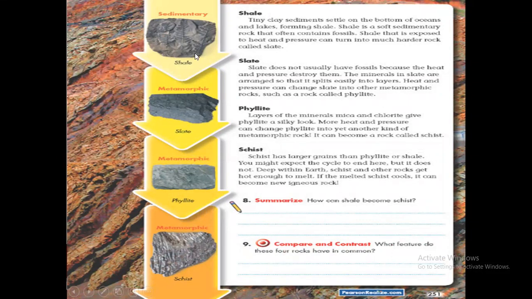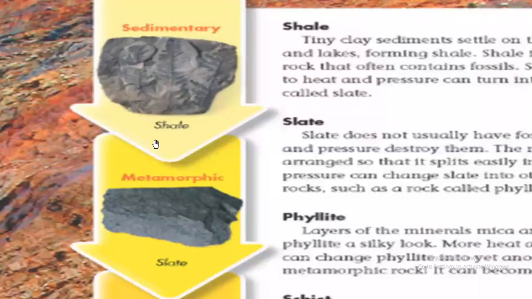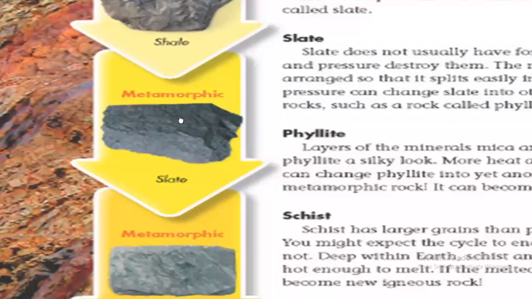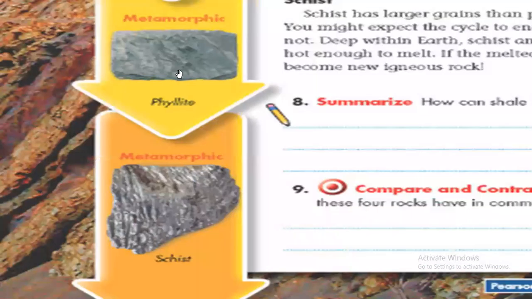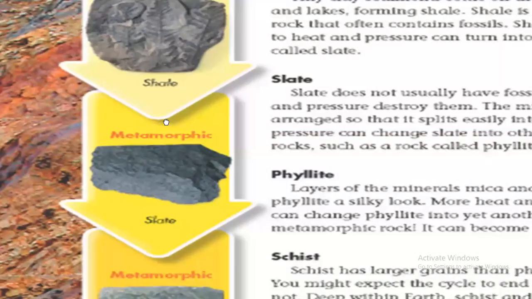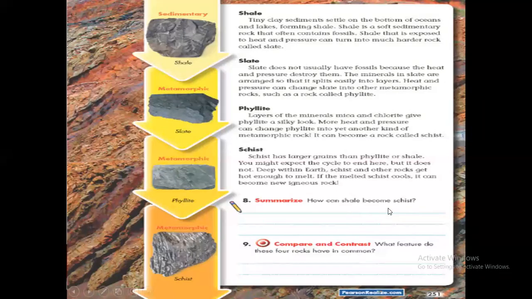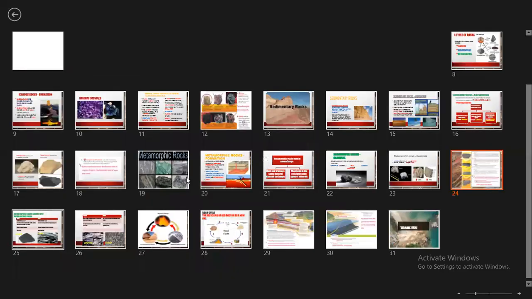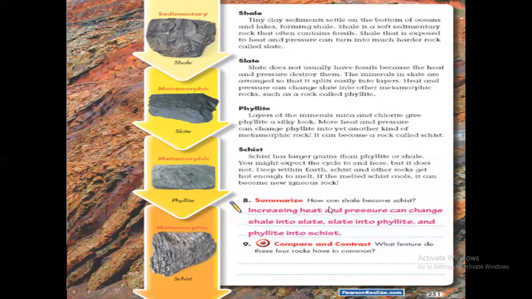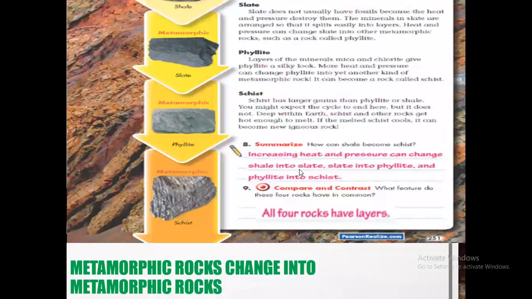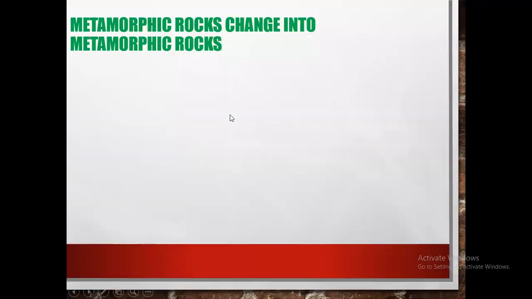Page 251 of your science book. Take a look at this one. It's shale. Shale is a sedimentary rock. When it is exposed to enough heat and pressure, it will become slate. When slate is exposed to enough heat and pressure, it will change to phyllite. When phyllite is exposed to heat and pressure, it will become schist, which is also a metamorphic rock. So first it changes from sedimentary to metamorphic, then from metamorphic to metamorphic, and phyllite into schist, which is also a metamorphic rock. Rocks change into metamorphic rocks exactly as we explained.